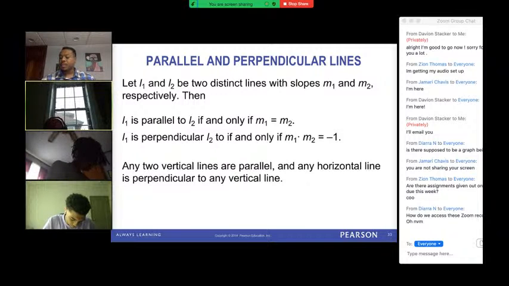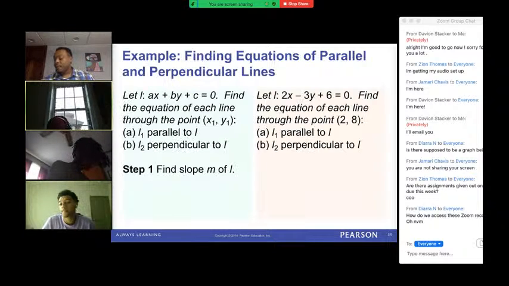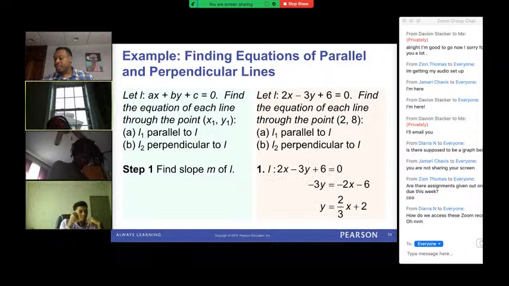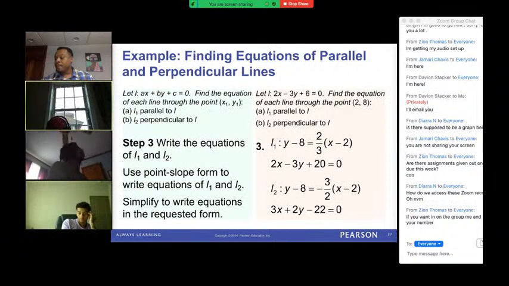Okay. Any two vertical lines are parallel, and any horizontal line is perpendicular to any vertical line. I think I'm going to leave the rest of this as an exercise for you all to do.